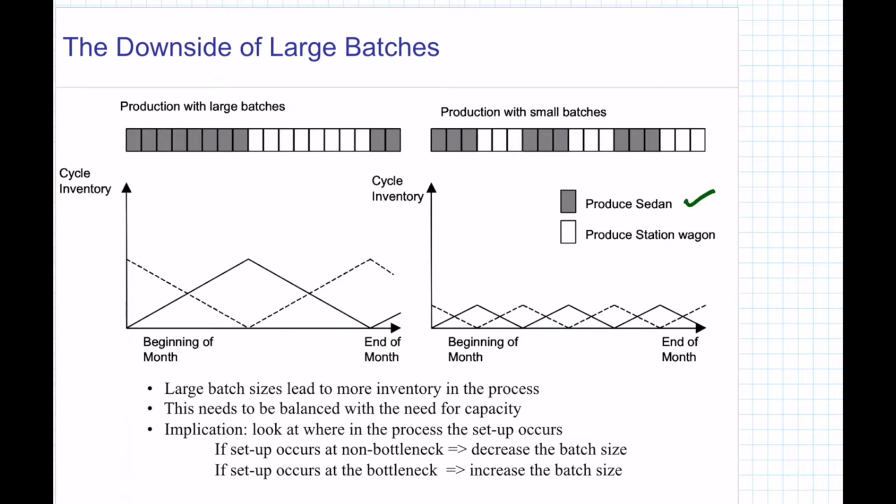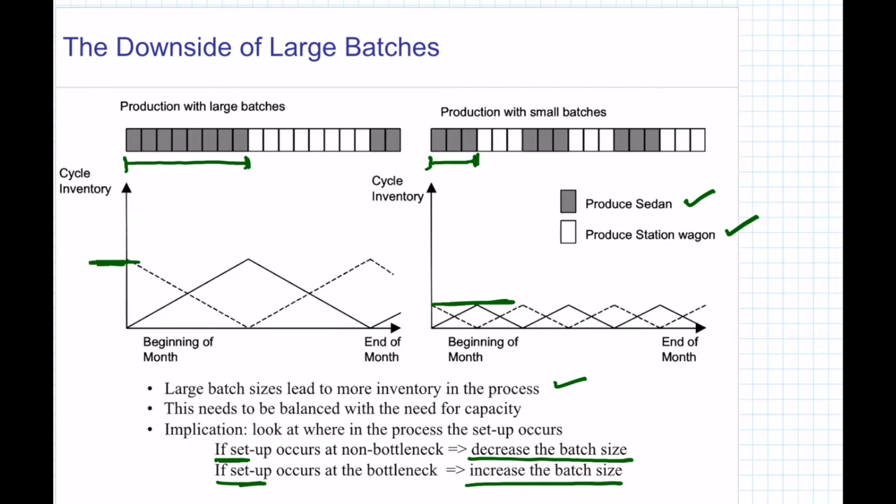If we consider examples of producing two products, in this case, one is sedan and other is station wagon, we can see that when we have large batches, we end up with higher cycle inventory compared to when we have smaller batches. So one implication of this is if the setup occurs at a non-bottleneck, we should go for decreasing the batch size, and if the setup occurs at a bottleneck, then we should increase the batch size.